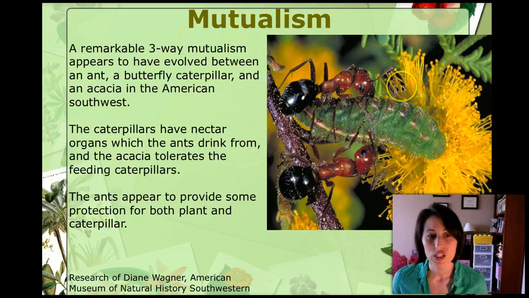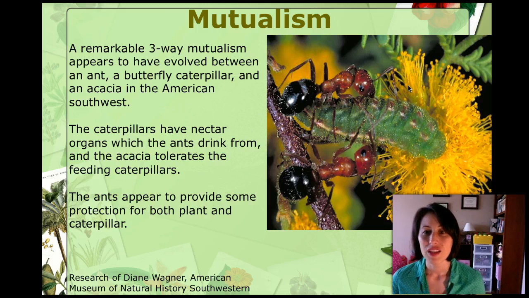So within this relationship, the caterpillars have these organs that just hold on to nectar so that they can go back and eat it later. The caterpillars are using the acacia tree as a food source. The ants are actually then using the caterpillar. They're not harming the caterpillar, they're just using some of the nectar that is in these organs that hold it as a food source.